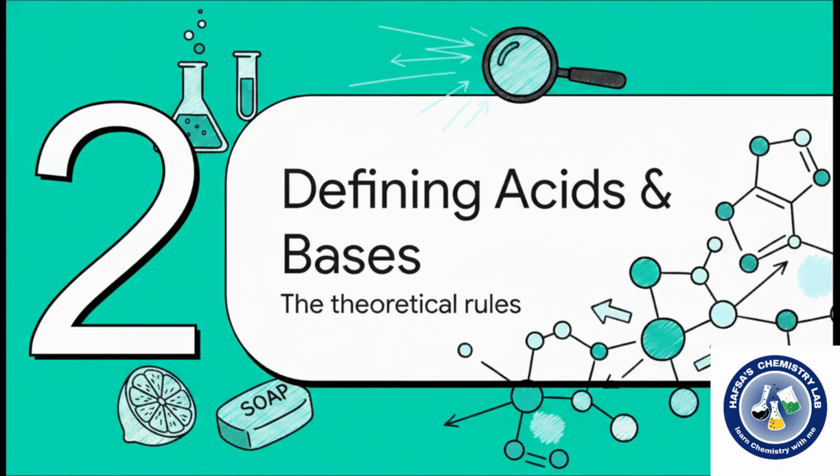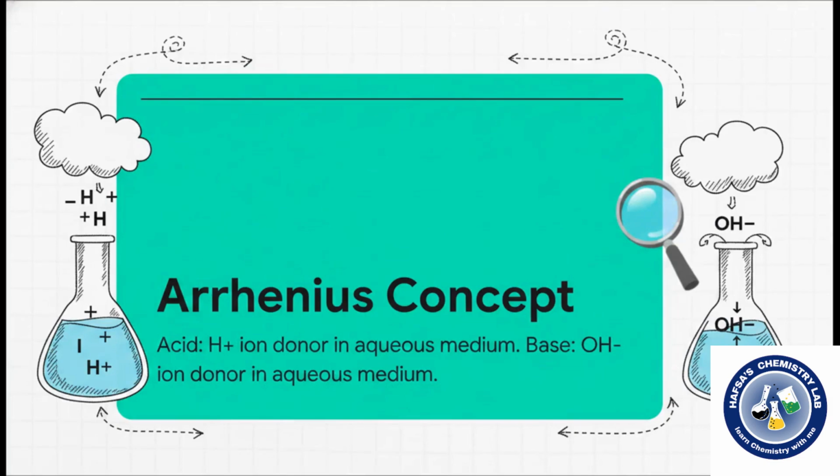Section 2. Defining acids and bases. Now, knowing how they taste or feel is great, but chemistry is really about the why, isn't it? Let's talk about the theoretical detective work scientists use to figure out the invisible rules behind these exact traits. The first theoretical lens we look through is the Arrhenius concept. This is a very specific foundational definition.